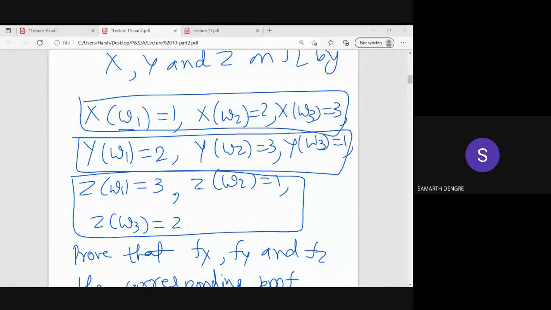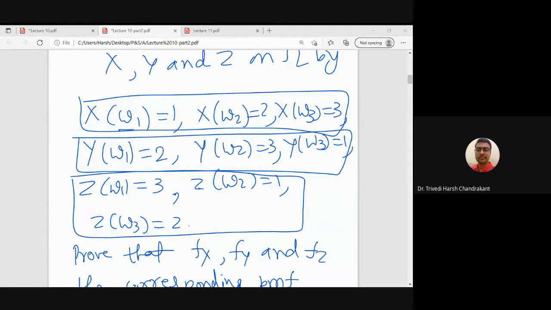Because sir, it's clear that X, Y, and Z are different events, so the random variables are not the same. X, Y, and Z are different because for omega 1, X is 1 and Y is 2. So basically we are looking at this function.